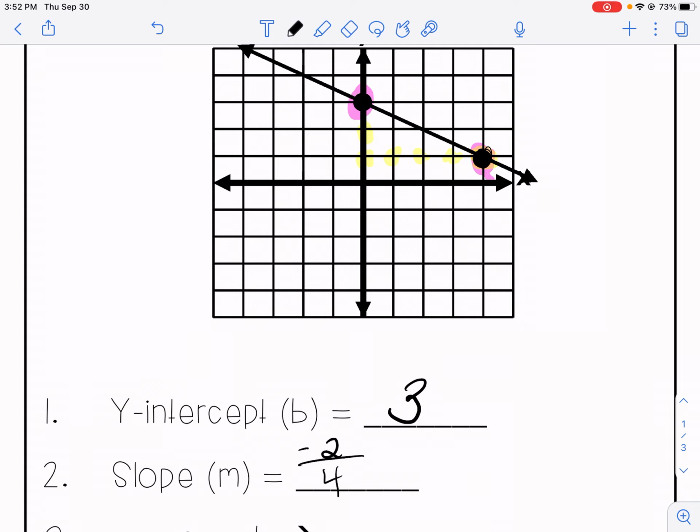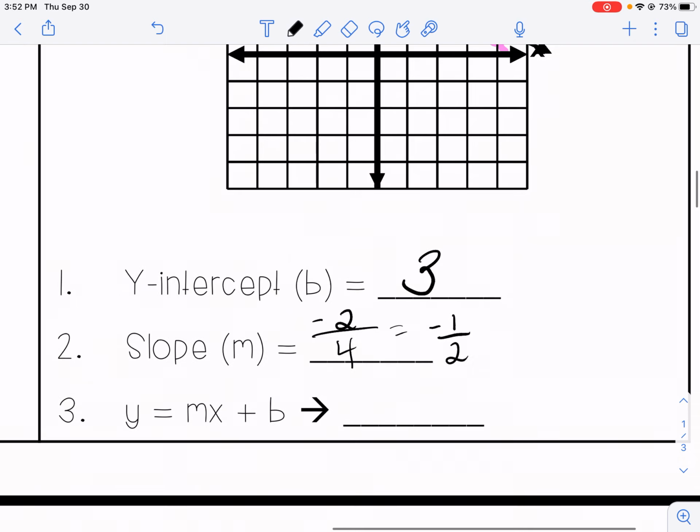Okay, so I have -2/4, which simplifies to -1/2. So my slope is -1/2, so y equals -1/2 x, and then plus 3, because that y-intercept's a +3.